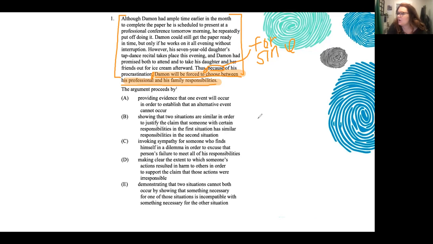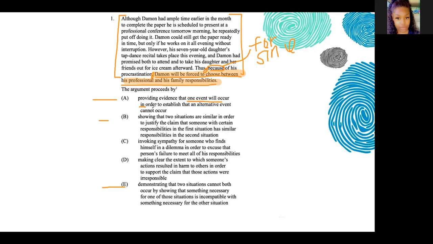So for this one, a lot of people were picking A, B, or E, I believe. So when we do this, we want to say, okay, the argument gets to this conclusion by... So do we provide evidence that one event will occur in order to establish that an alternative event cannot occur? Is that the goal, to say that we provide evidence that this one event will happen to prove that this alternative event cannot happen?